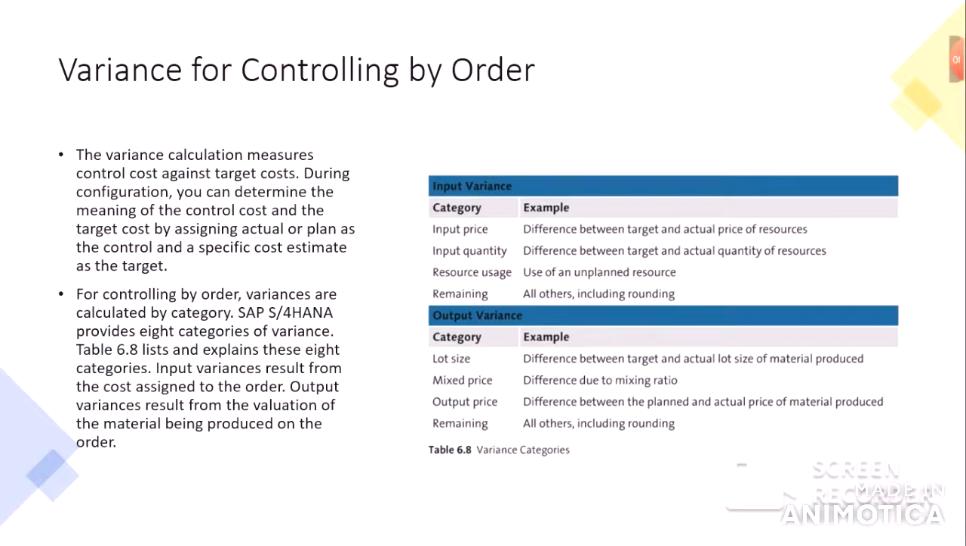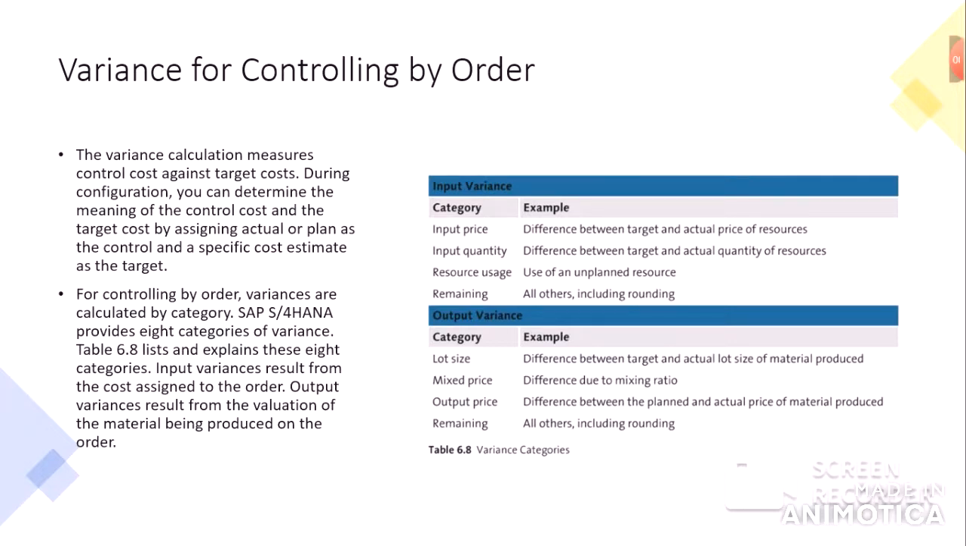So, variance for controlling by order, the variance calculation measures control cost against target cost. During configuration, you can determine the meaning of the control cost and the target cost by assigning actual or plan as the control and a specific cost estimate as the target. For controlling by order, variances are calculated by category. SAP S/4HANA provides 8 categories of variance. This table lists and explains these 8 categories.